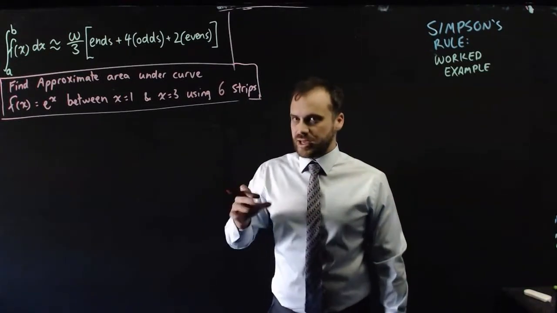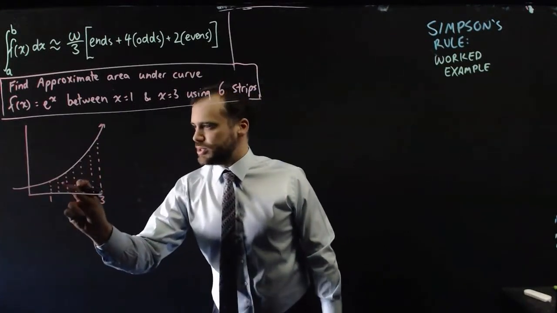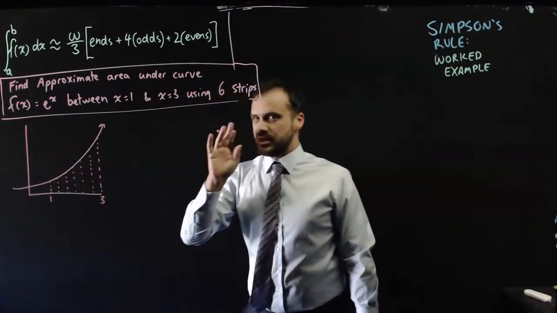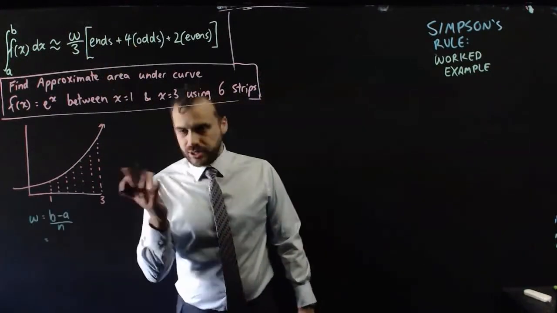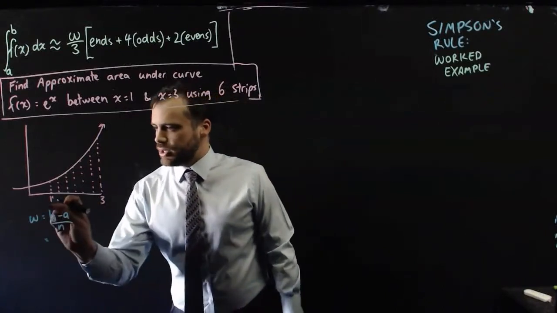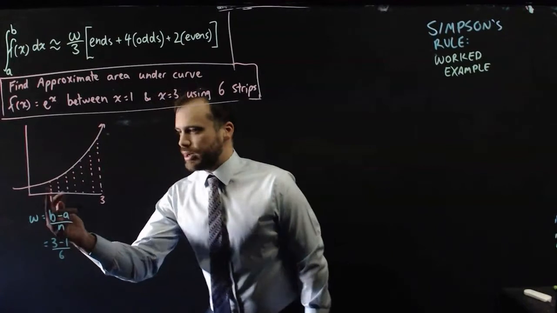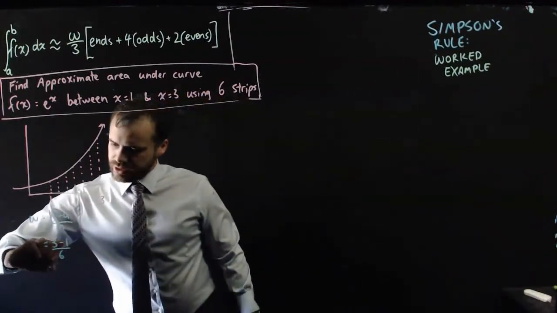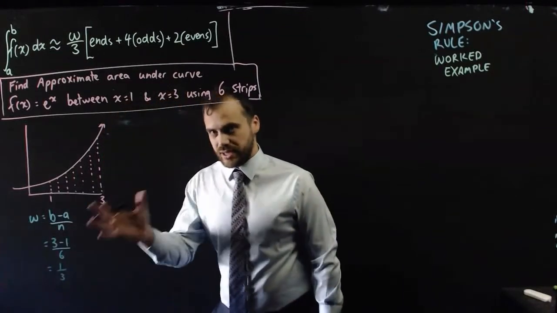Okay, let's get started. First of all, let's picture it. e to the x between 1 and 3 and 6 strips. 1, 2, 3, 4, 5, 6. Now, when we're using this formula, the first thing we need to know is the strip width. It's really barely a formula here. B minus A over the number of strips, which is 3 minus 1 over the number of strips, 6. So that's 2/6, which is the same as 1/3. All right, there's our strip width.